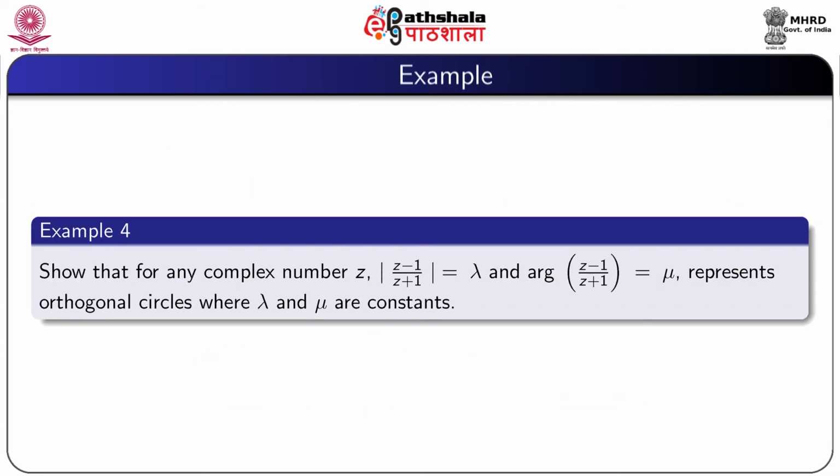So, next example, show that for any complex number z, modulus of z minus 1 by z plus 1 equal to lambda, and argument of z minus 1 by z plus 1 equal to mu represents orthogonal circles, where lambda and mu are constants.